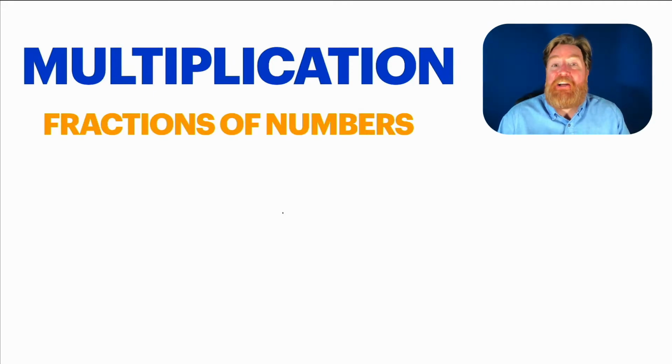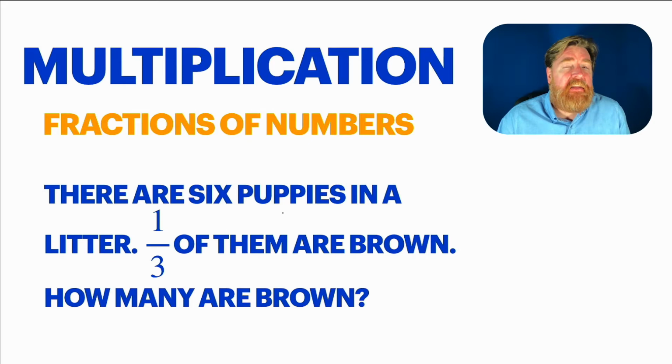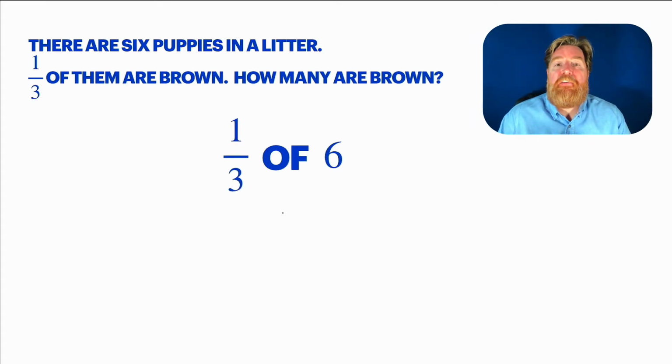Let's talk about fractions of numbers. And here's a story that'll motivate it. Let's say there are 6 puppies in a litter. So a dog has given birth to 6 puppies. 1/3 of them are brown. How many are brown? So what this is really coming down to is understanding what 1/3 of 6 is.